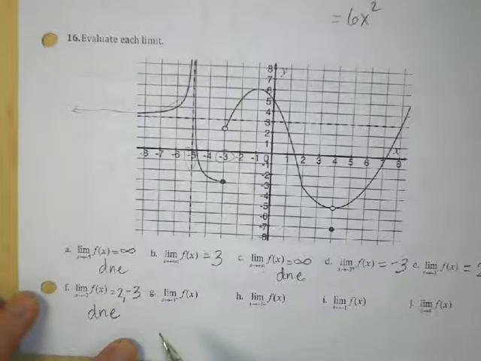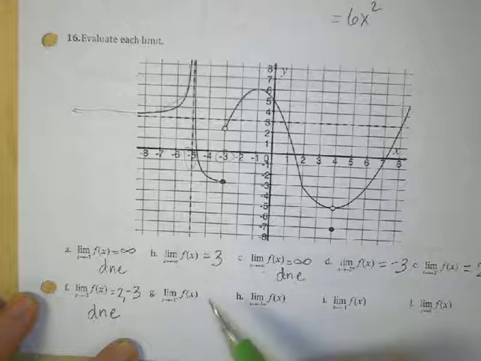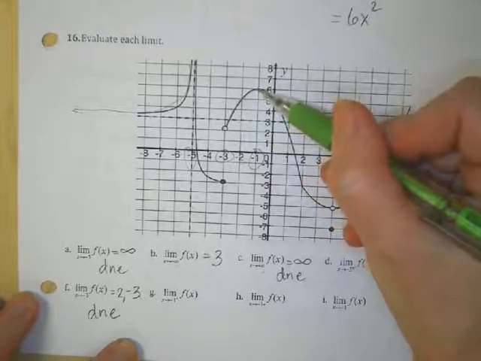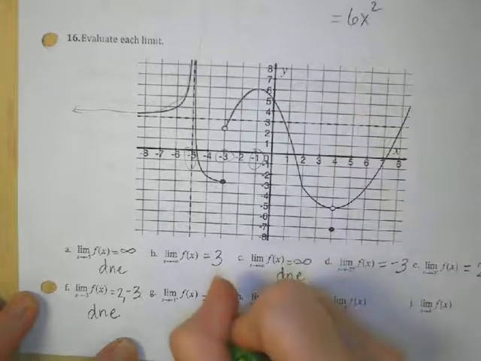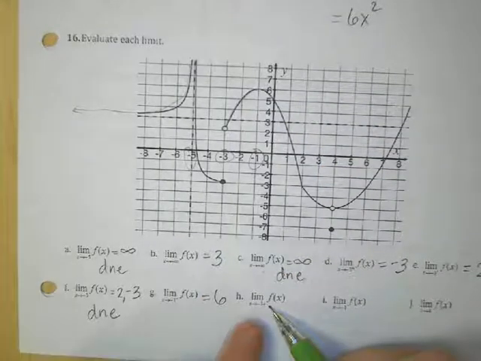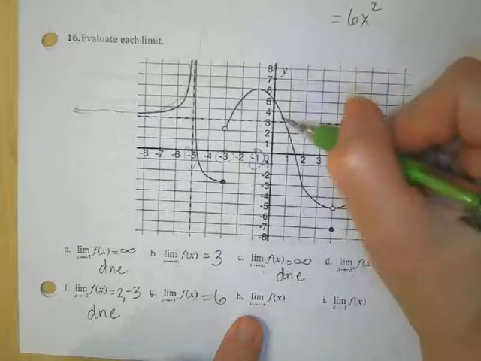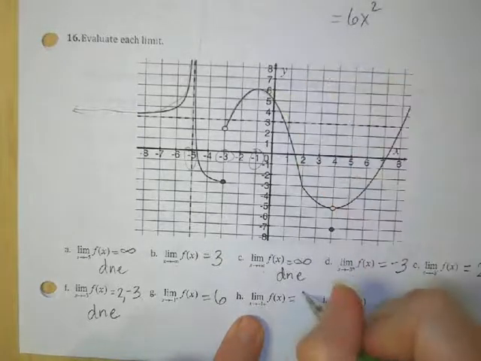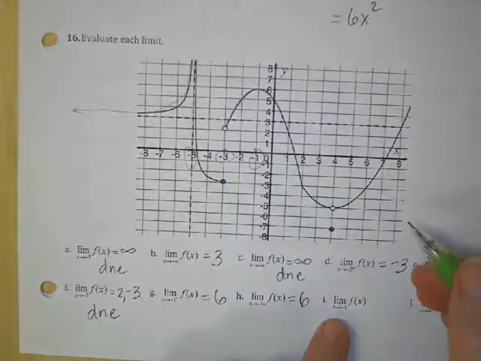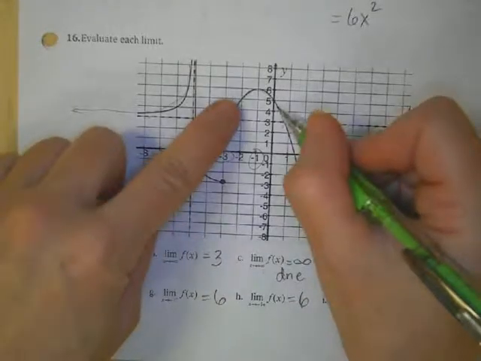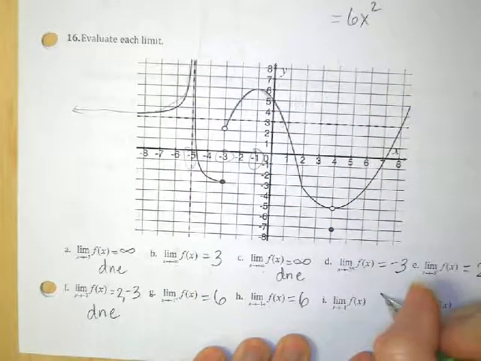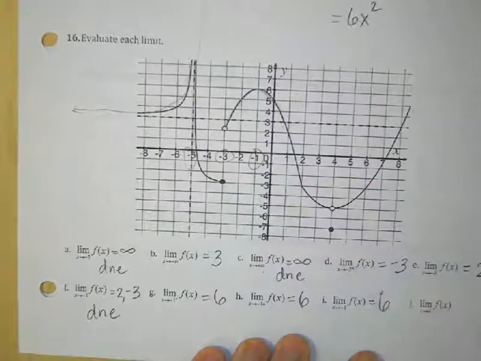Okay, -1. As we approach -1 from the left, so here's -1. As I approach -1 from the left, I am approaching 6. Same thing, -1, but this time from the right. As I approach -1 from the right, I am approaching 6. And as I approach -1 from both sides, notice they're both converging at 6. We're converging to the same number, so that does have a limit.